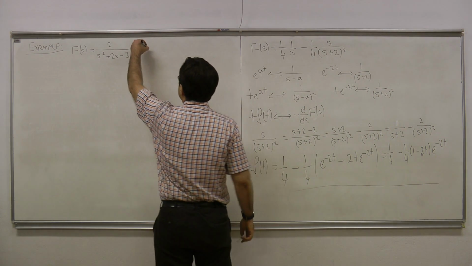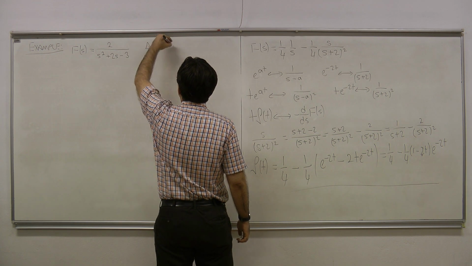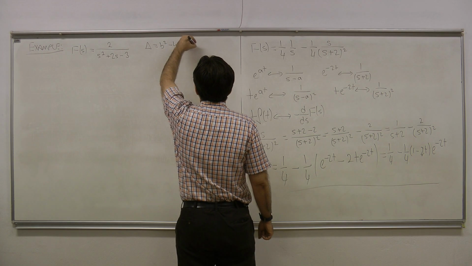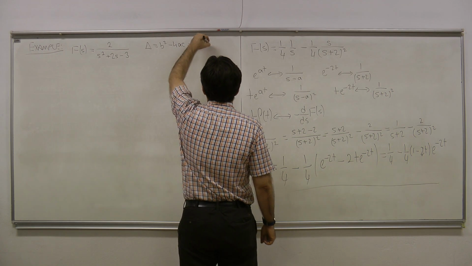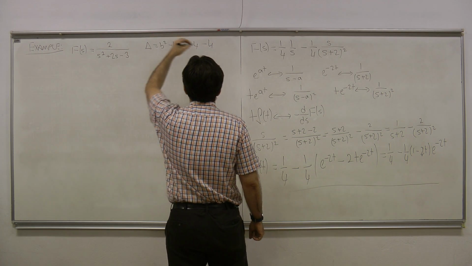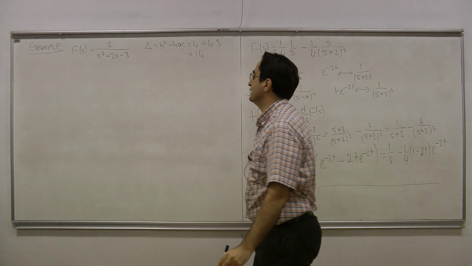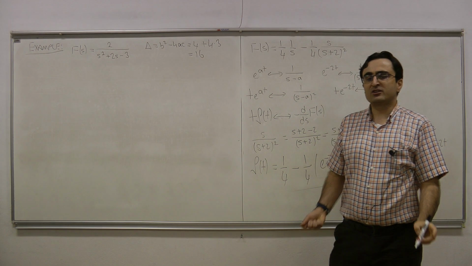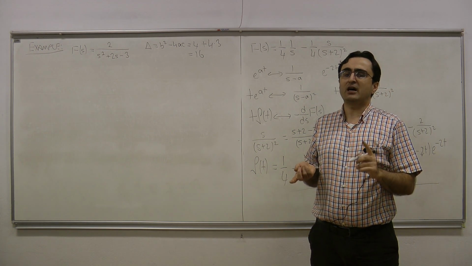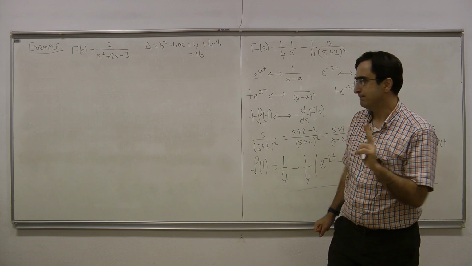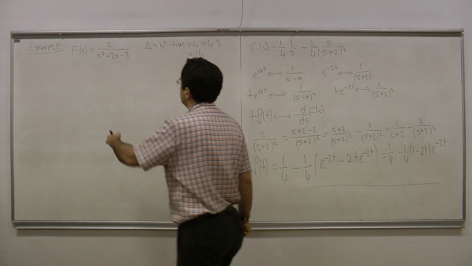The discriminant here is going to be b squared minus 4ac, and it is going to be just 4 minus 4 times a times c. It is times 3, it's going to be 16. Okay? Discriminant is positive here. That means that we are going to have 2 real poles. And what are those 2 real poles?